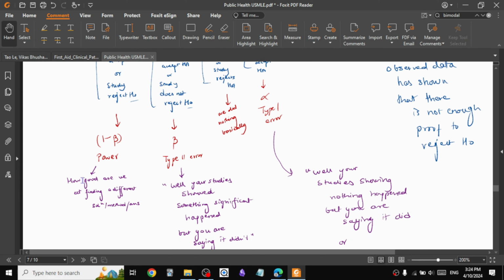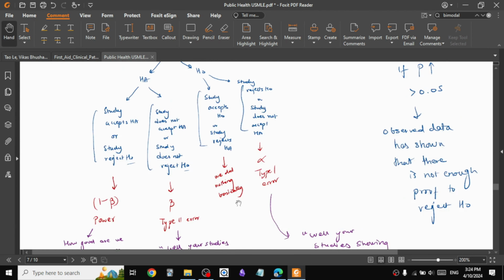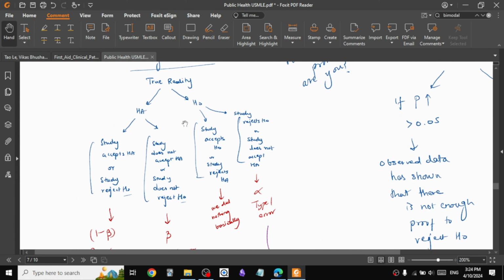So power is basically how good we are at finding a different solution or answer. The higher the power, the greater the study. Okay. And beta always trumps alpha in terms of value, because I want to be able to get some credible result. That's why I have to minimize beta, and we'll talk about that a little bit more. Okay. So now we understand beta and 1 minus beta.